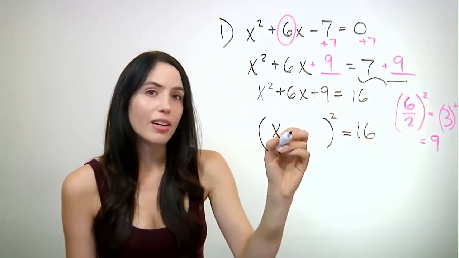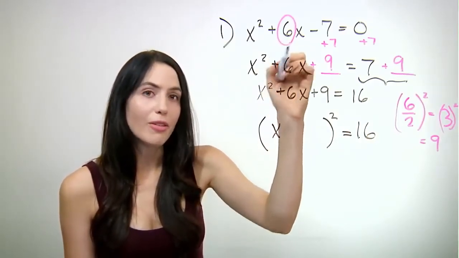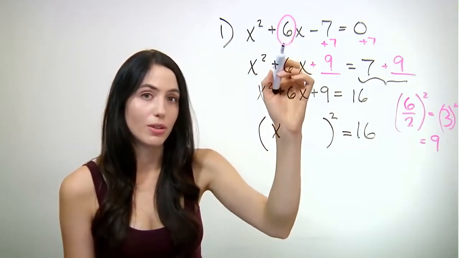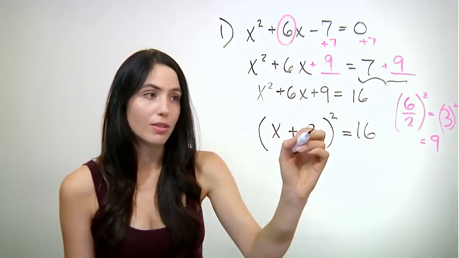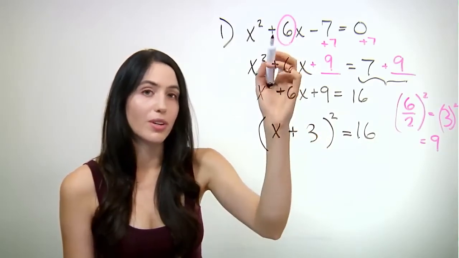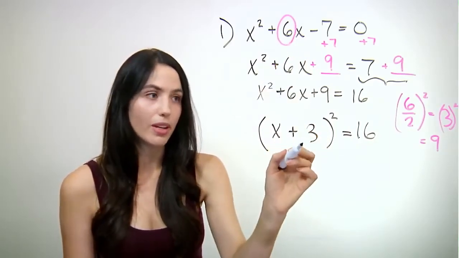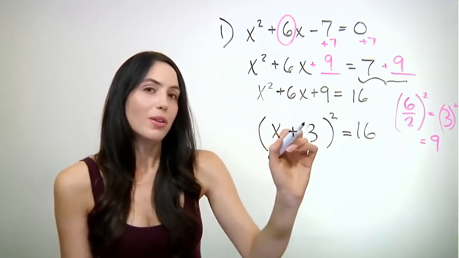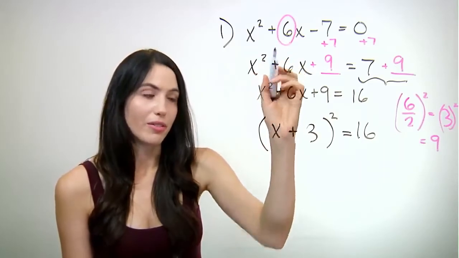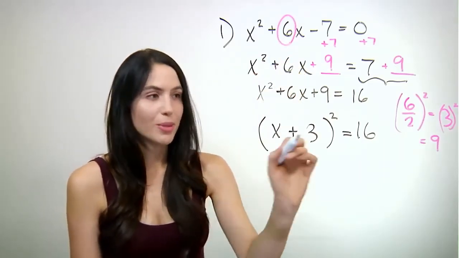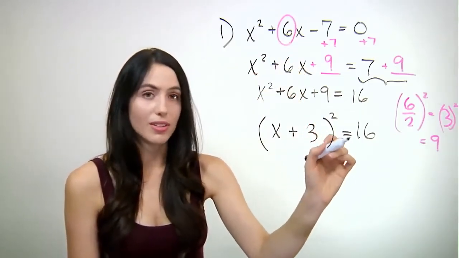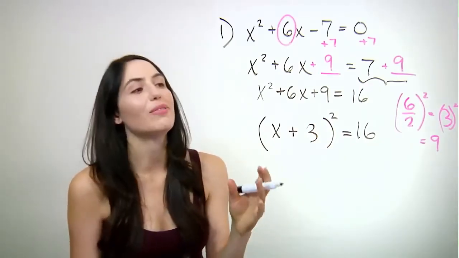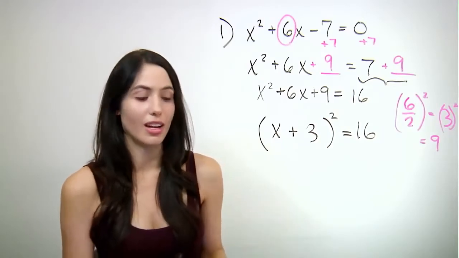The number you write here is always half of what the middle coefficient was. So in this problem, it was 6 over 2, positive 3. If this were negative 6, you would put negative 3. So always in the perfect square side, use half of what the middle coefficient was. So now we have x plus 3 squared equals 16. That's great. You've completed the square. You have something that will be very easy to solve now.